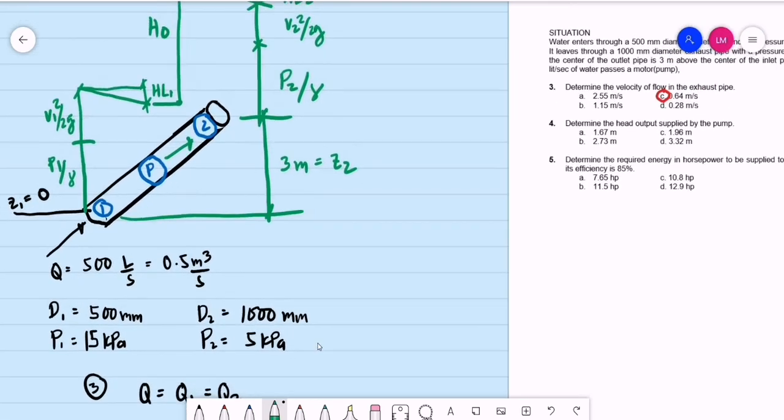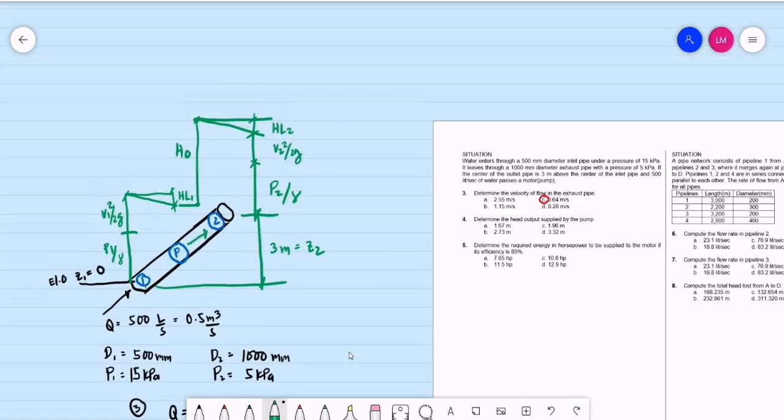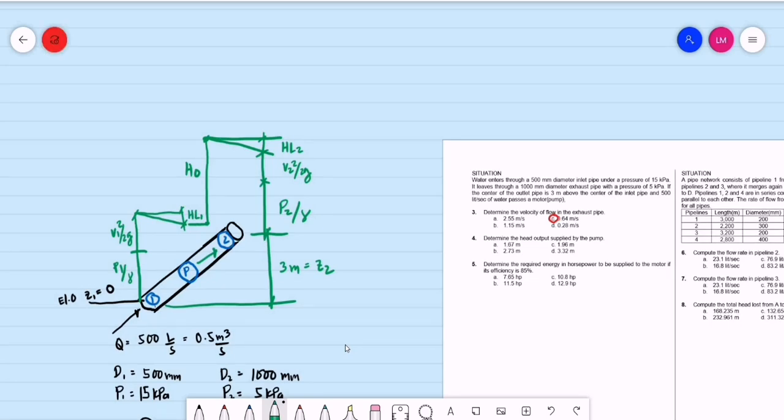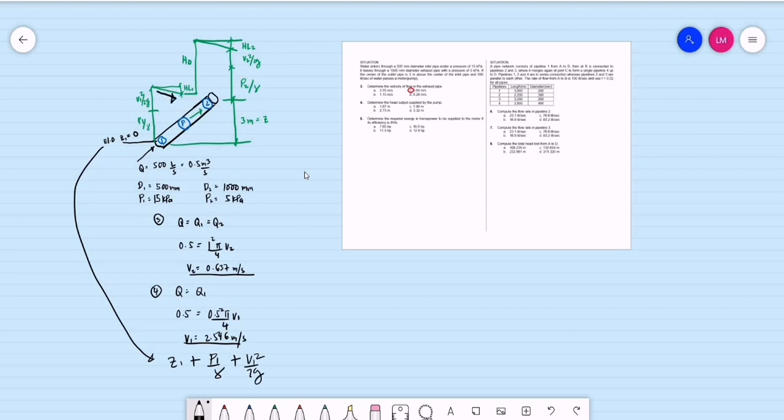So how do we write our energy equation using this diagram? Starting at point 1, we have the elevation head at point 1, that is Z sub 1, plus the pressure head at 1, P1 over gamma, plus the velocity head at 1, V1 squared divided by 2g. Then again, supposedly we'll be having a head loss, the energy head goes down, so minus head loss number 1.